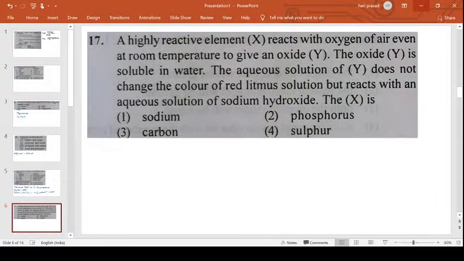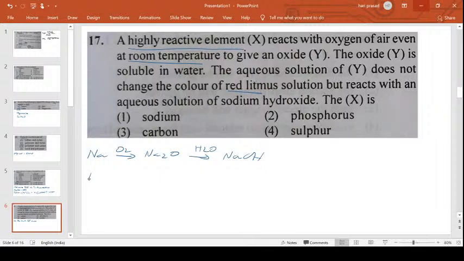In this question, what is there? A highly reactive element at room temperature. One is sodium, another one is phosphorus. Sodium is highly reactive at room temperature. Phosphorus is also highly reactive at room temperature, but not carbon and sulfur. Sodium reacts with atmospheric air to give sodium oxide. Sodium oxide with water gives sodium hydroxide. This sodium hydroxide can convert red litmus into blue. But it will not react with sodium hydroxide solution, therefore sodium is not the option.